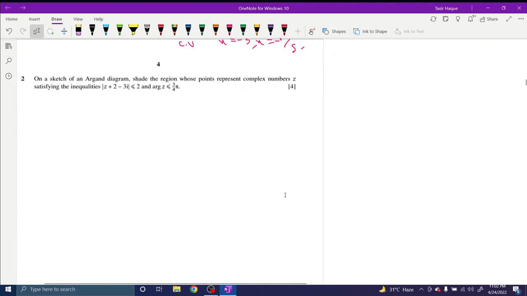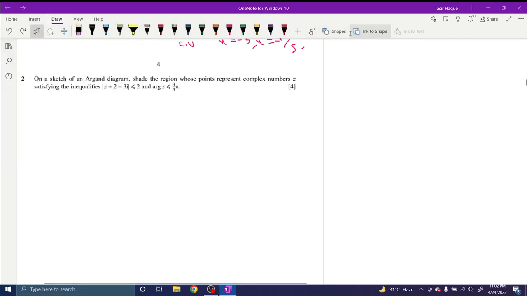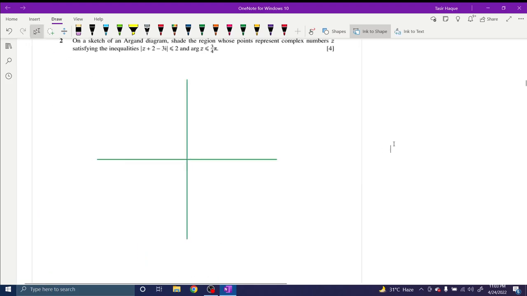Next, on a sketch of an Argand diagram, shade the region whose points represent complex numbers z. So let's go for this. Here we go. 1, 2, 3, 4, 5.